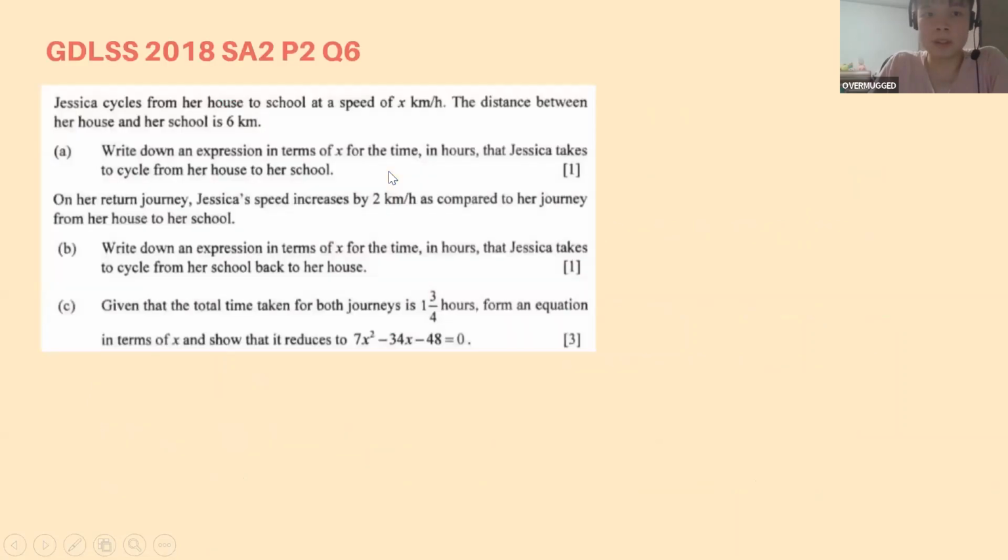Okay, so this is the problem sum kind, where they test application of quadratic equations. Hopefully you all remember your distance speed time formula. Let's try question 1 first. 1 mark, very simple.